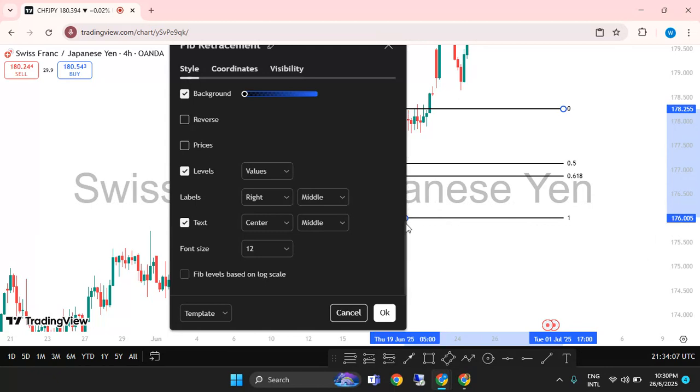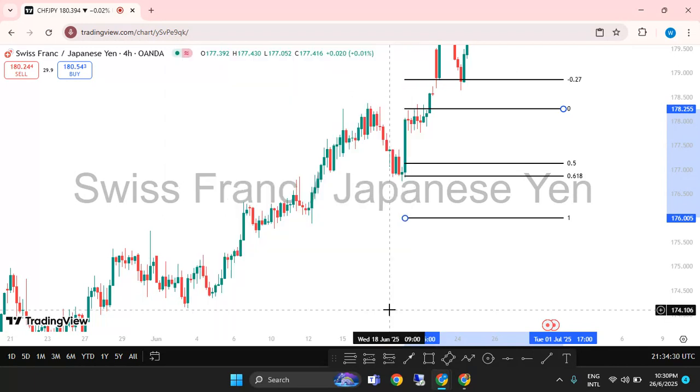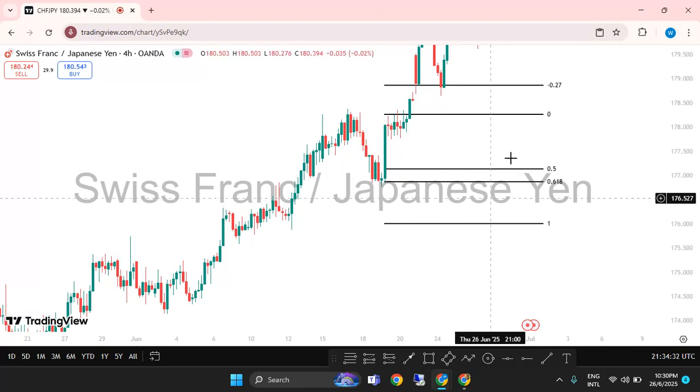So guys, let me quickly go back to the beginning. I use this Fibonacci level. Let me turn on 1, and I'll change it to minus 0.27. I'm going to click on okay. Yeah, you can see it over here. So guys, this is how my Fibonacci settings look like.